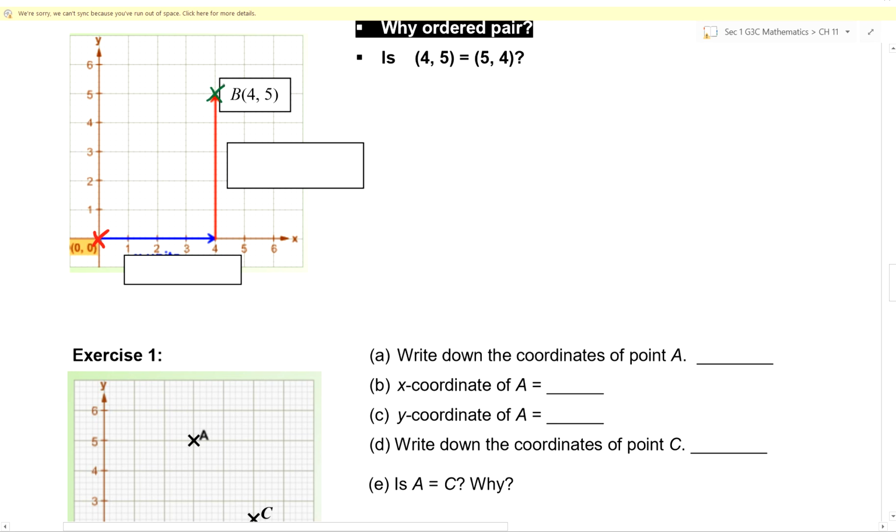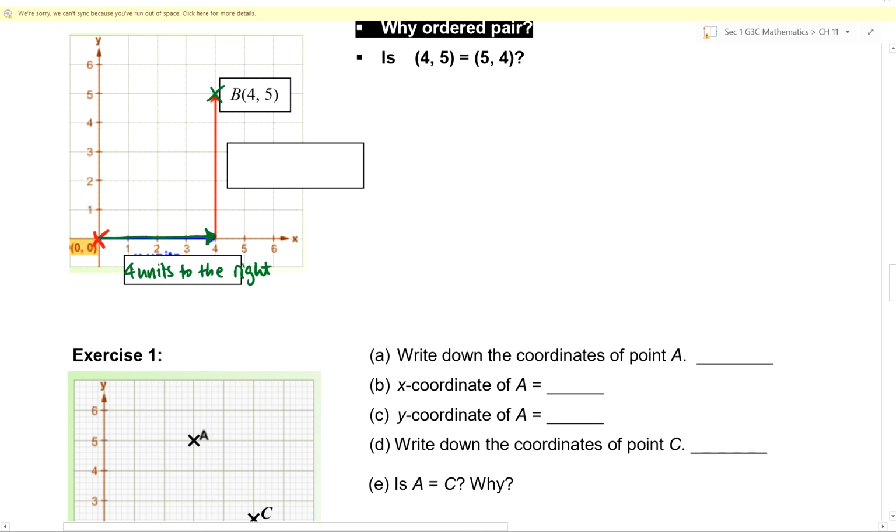So this particular point B, this is the name, and the first number is the x coordinate, the second number is the y coordinate. How did the number 4 come about? So this is how we do it. Starting from the origin, we move towards the point B. So we move 1, 2, 3, 4 units to the right. So since I moved 4 units to the right, the x coordinate will be 4.